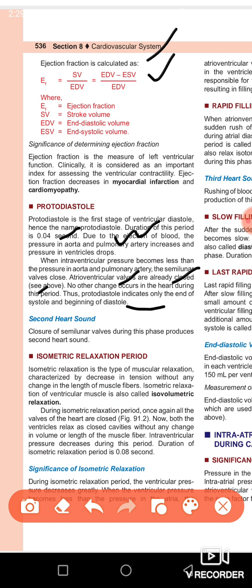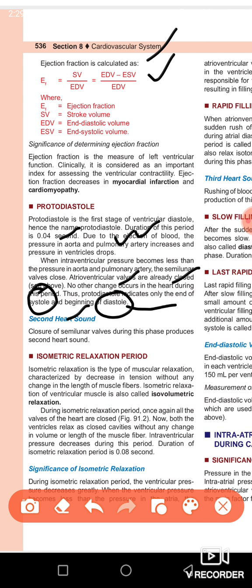The protodiastolic phase indicates that your systolic phase is going to end, and there is the beginning of your diastolic phase. So now your heart is going to relax. During this whole procedure, the second sound of the heart is produced due to the closure of the semilunar valves, because when the blood enters your aorta, the valves first open, then after the blood enters, these valves close.